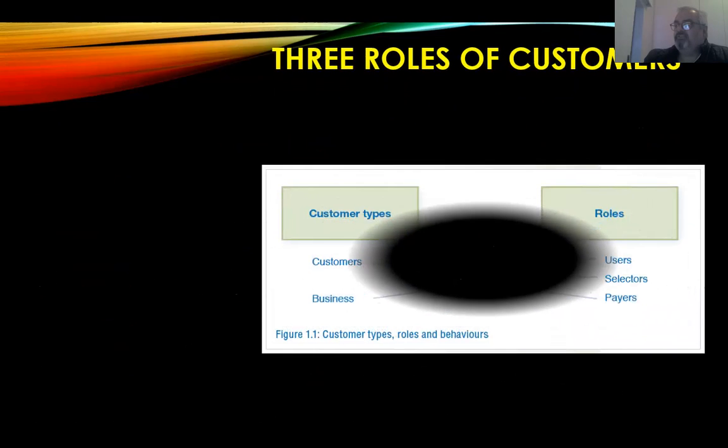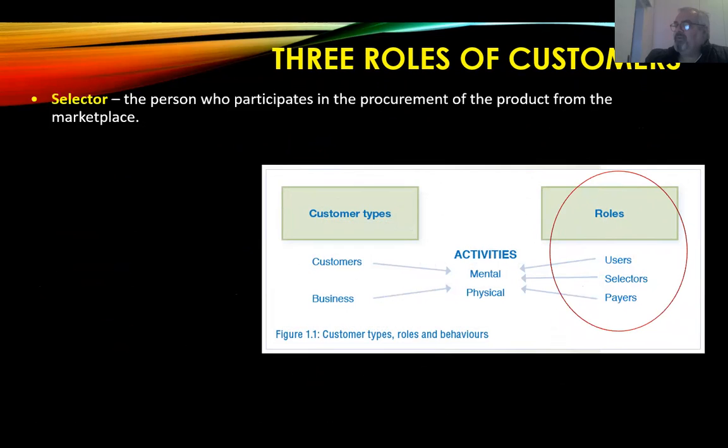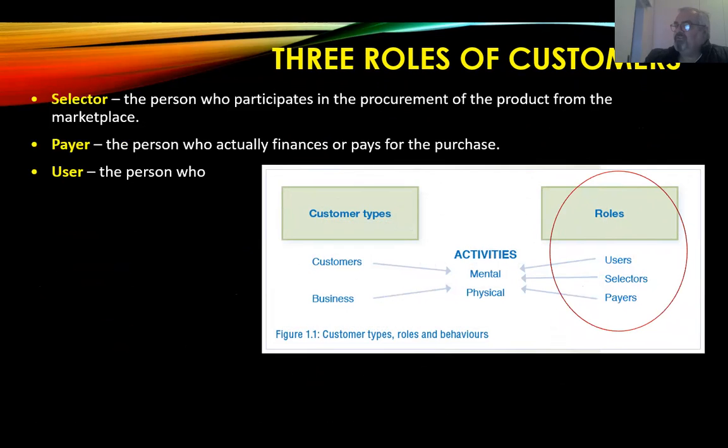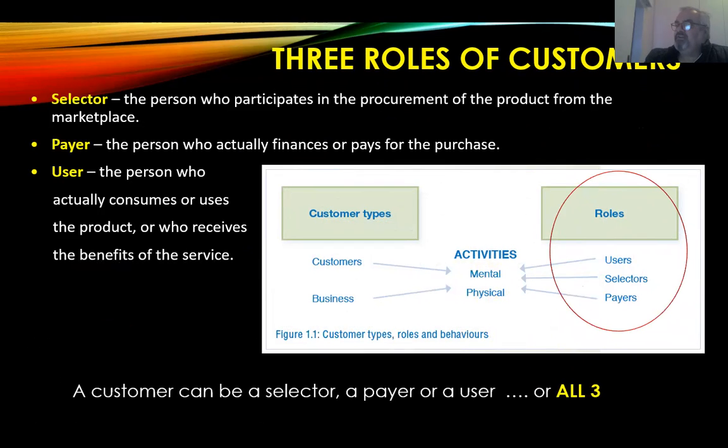Now let's look at the three different roles that can be fulfilled by a customer. A customer can be a user, a selector, or a payer. Now let's quickly look at what each of these roles means. It basically means the following. It means, at the hand of an example, the following.